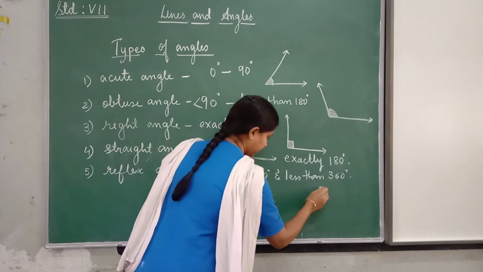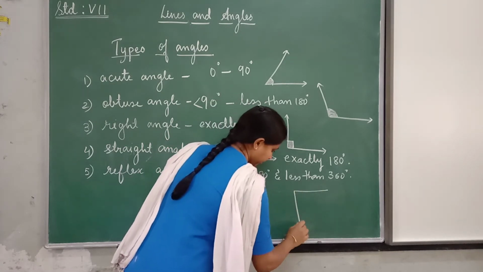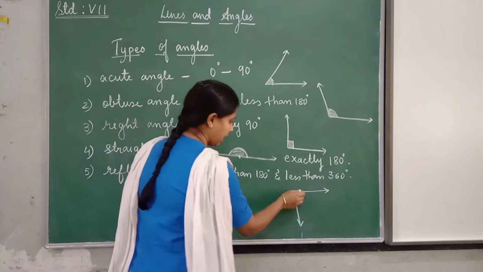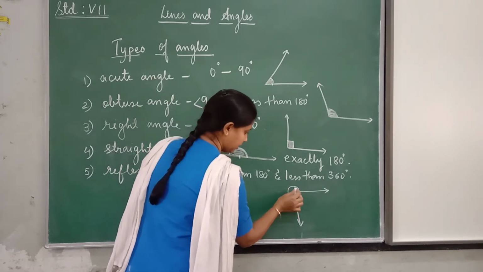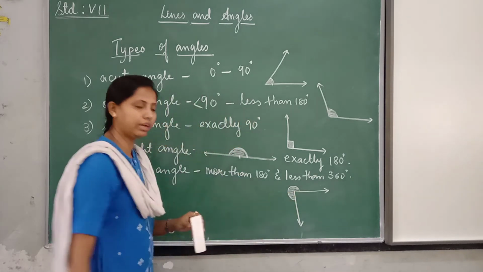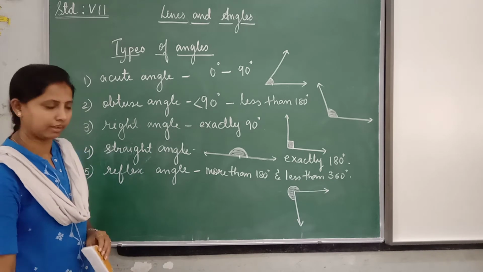Now for example, okay, these are the two arms of the angle and this angle formed here. See, you can see here, this is the reflex angle. Okay, this is called as a reflex angle.